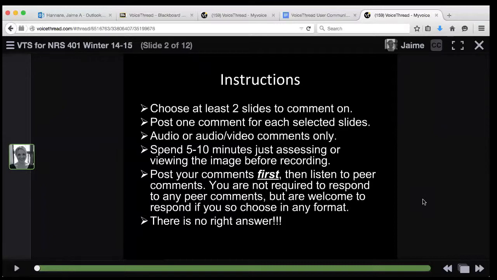So if they really follow the instructions and really don't listen to anyone else's first, they don't get tainted, right? Like you're talking about. So I think that would be good.